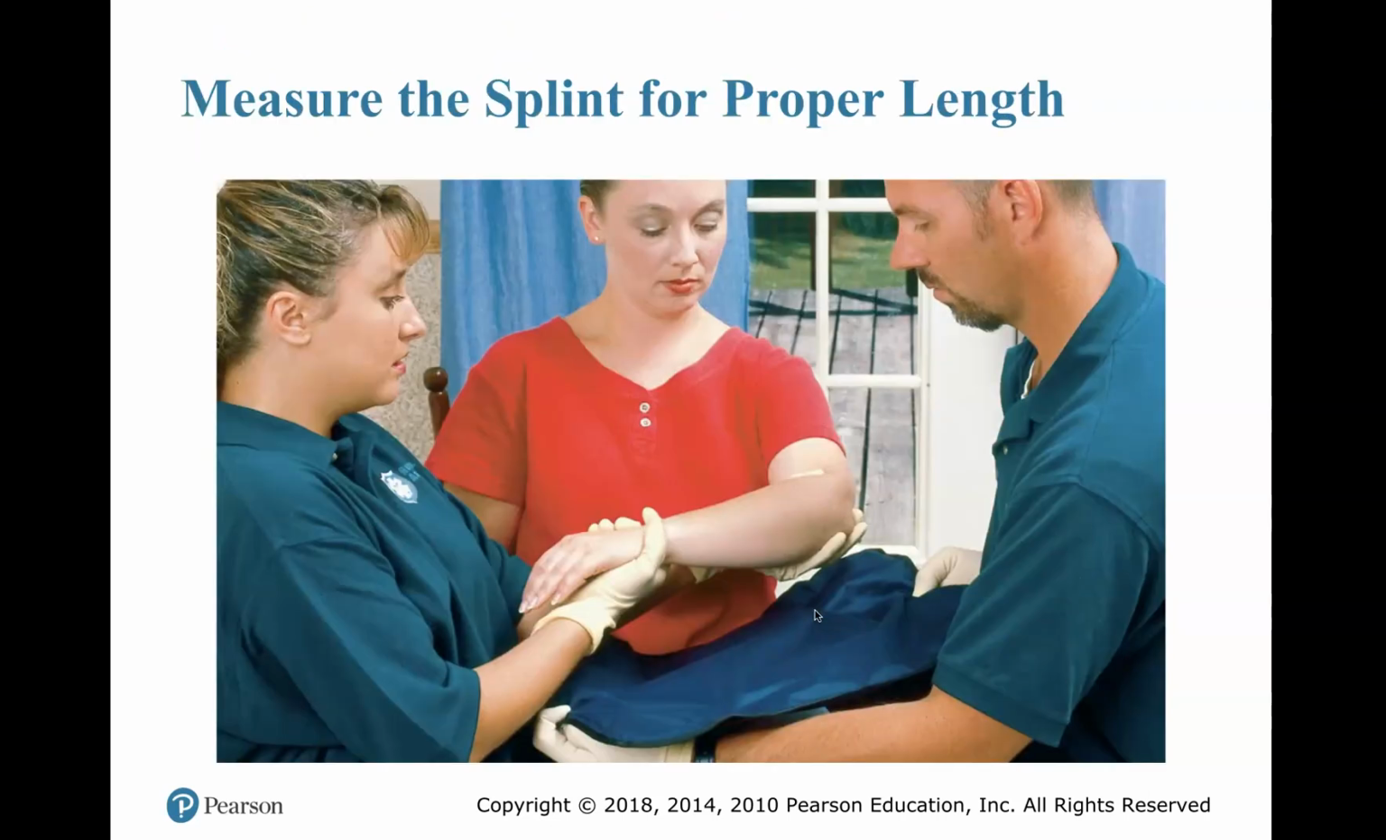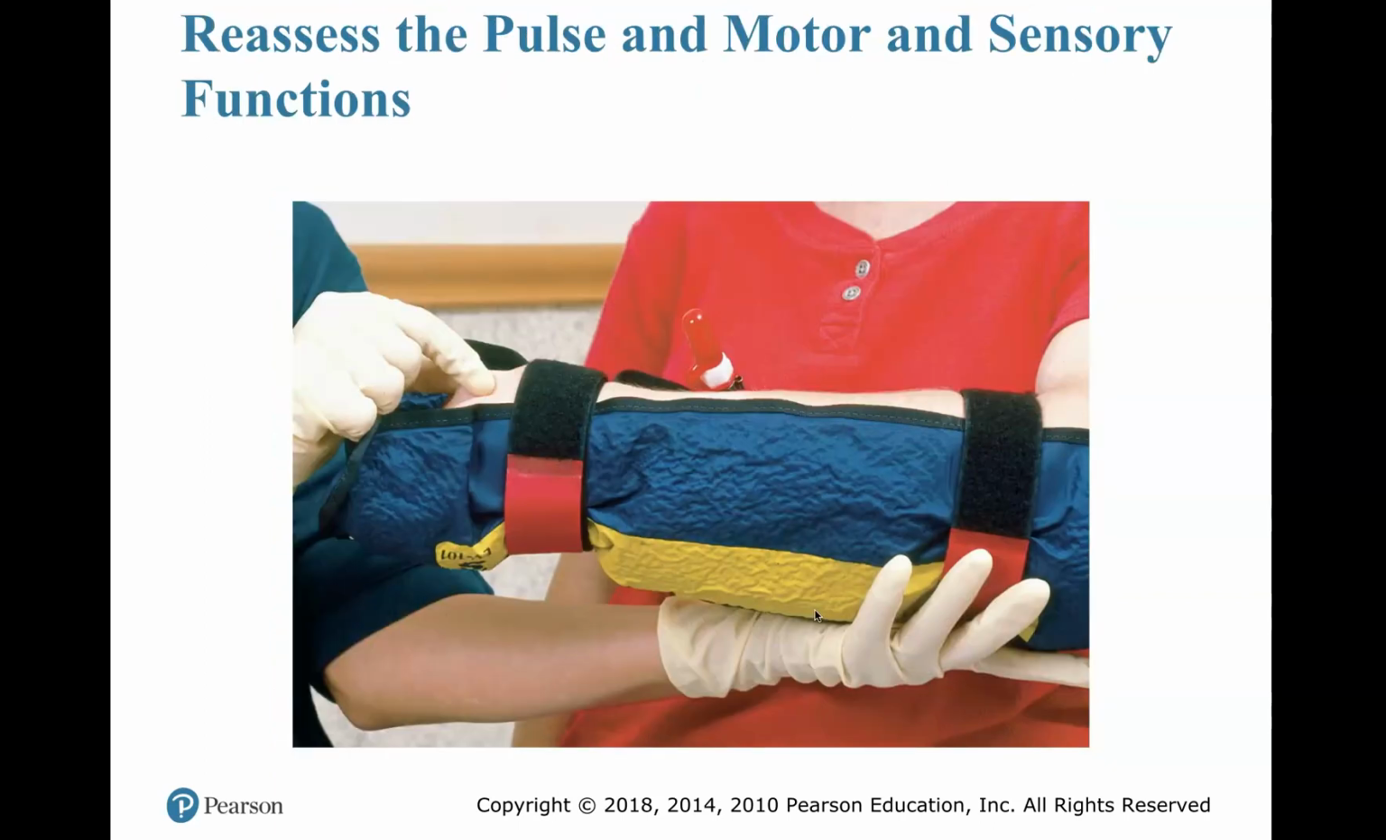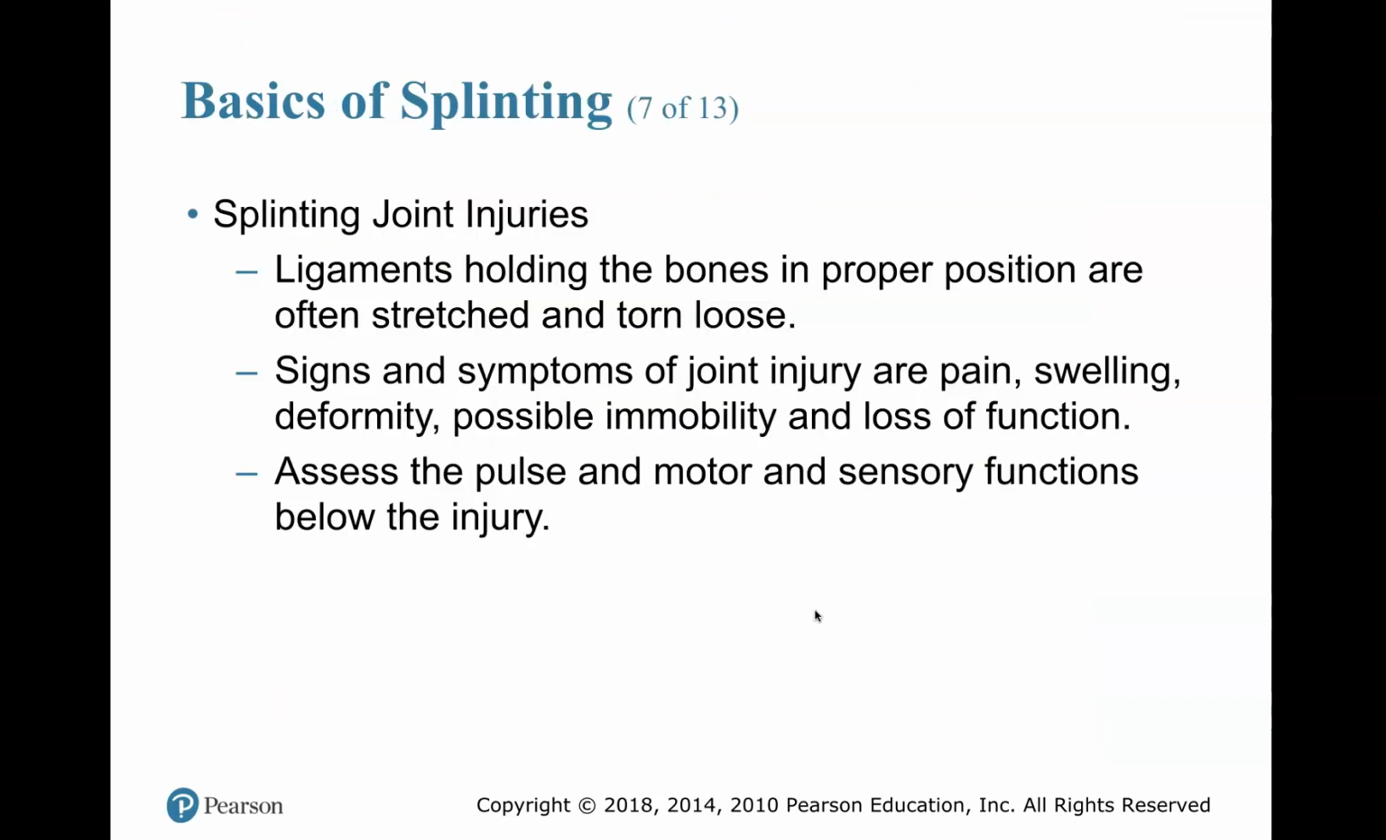Measure the splint for proper length. So we're not going to use the actual broken extremity. We'll use the other extremity that's not broken to measure. They're using a vacuum splint. After you splint, reassess PMS.